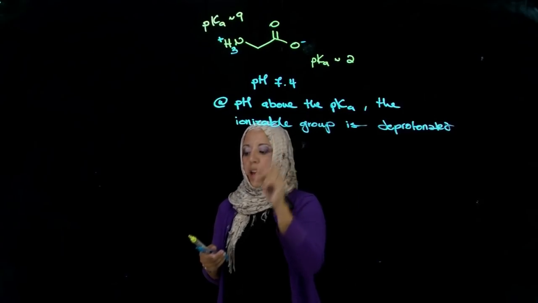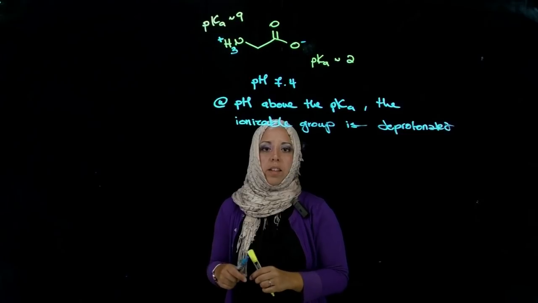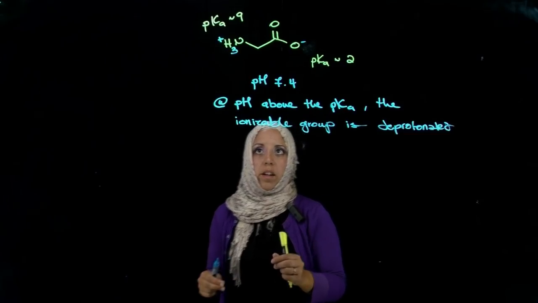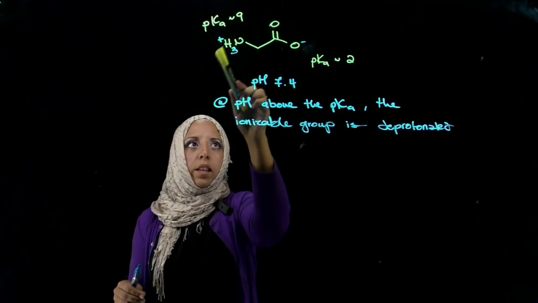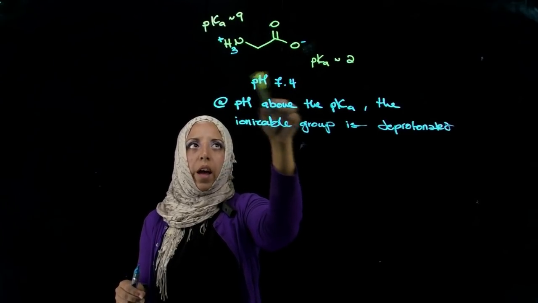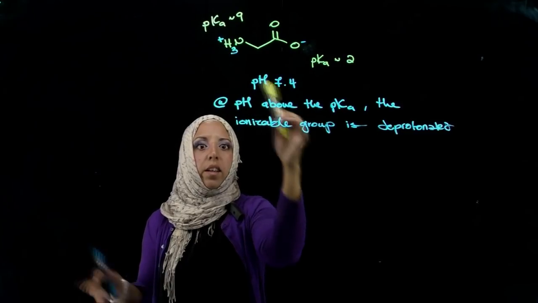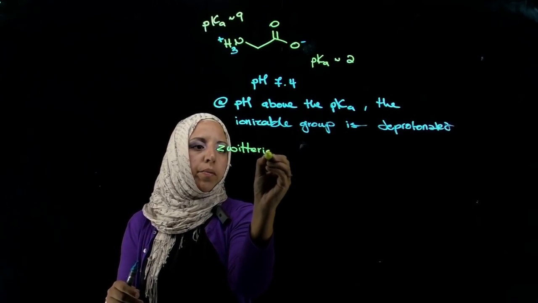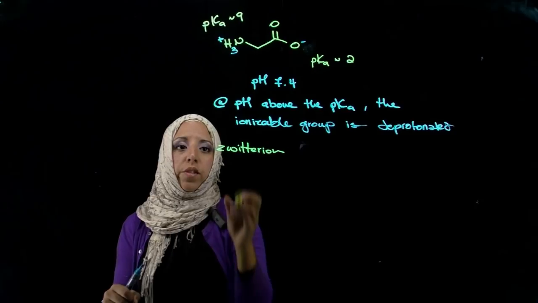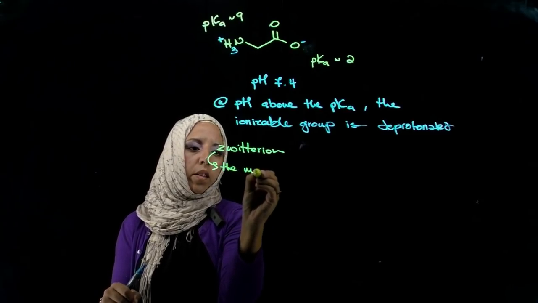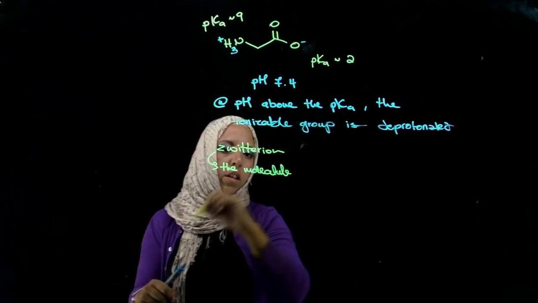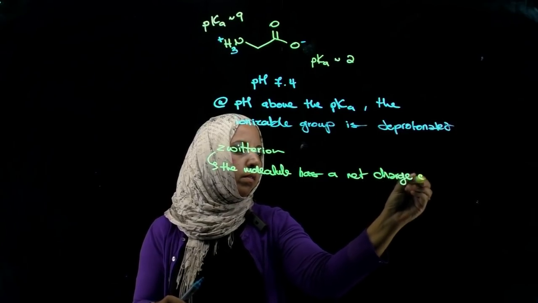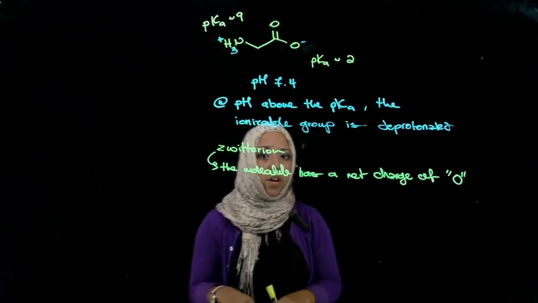So if you take a look at that particular amino acid, that would be the simplest of all of them, which is glycine, right? And at that particular ionization state, the molecule exists with no net charge, and we call that a Zwitterion. It's when the molecule has a net charge of 0, so we refer to it as a Zwitterion.